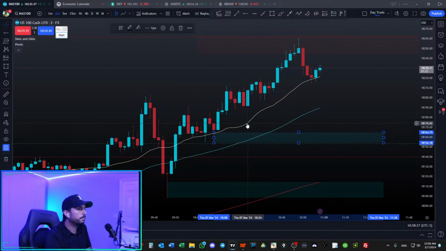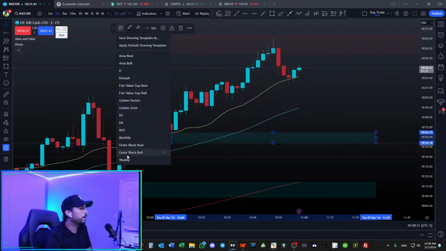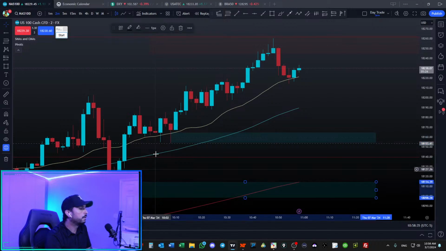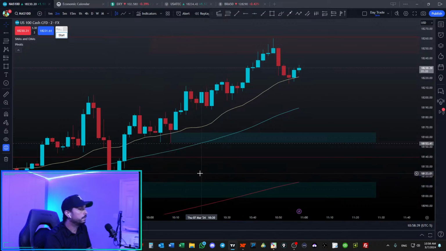Put those as a blue area, that's why. They know the order block, so order block blue, yeah, there's a line already in the middle. Order block blue, alright.